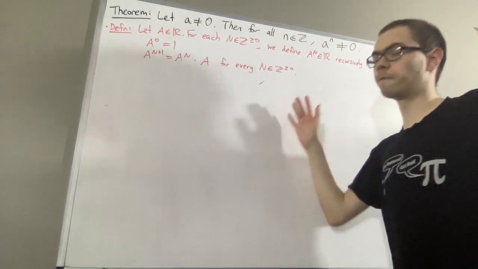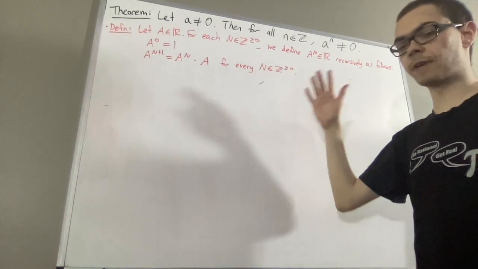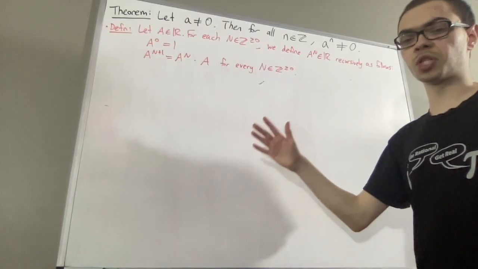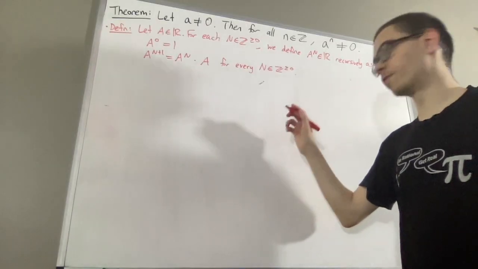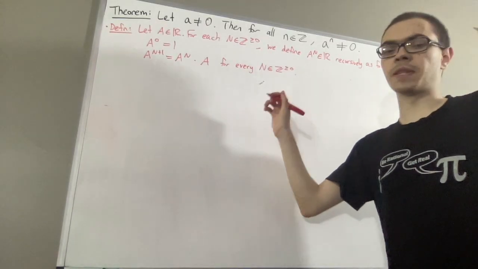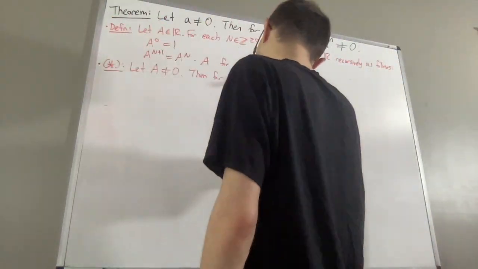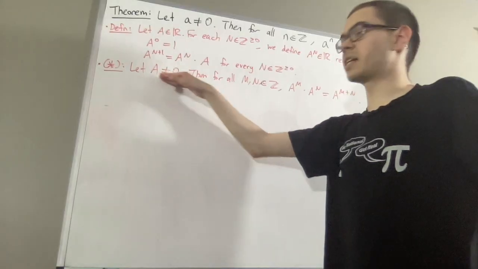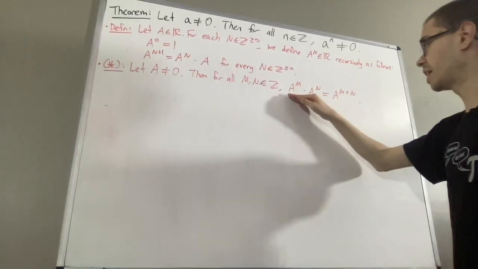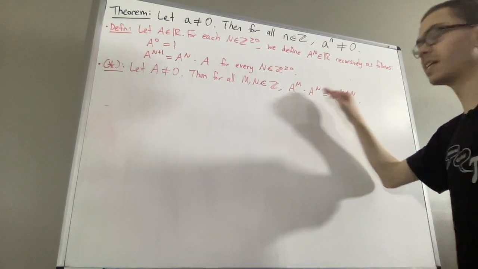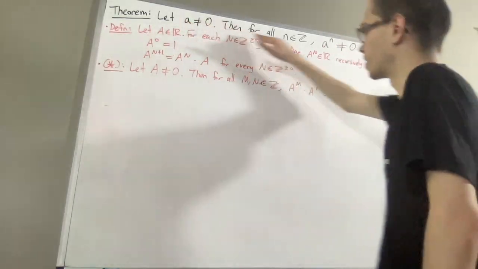Now we also have a definition for negative integer exponents, where we define any non-zero real number to the power of a negative integer. The definition of that isn't going to be important for this video, but rather the following property that we have proven. Let a be a non-zero real number. Then for all integers m and n, a to the power of m times a to the power of n is equal to a to the power of m plus n. Okay, so now let's get into proving this theorem.